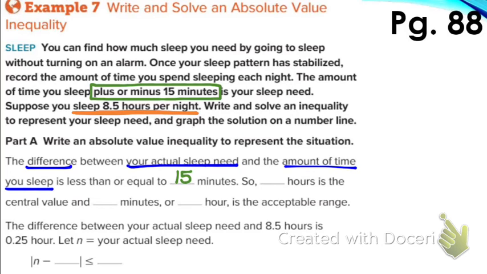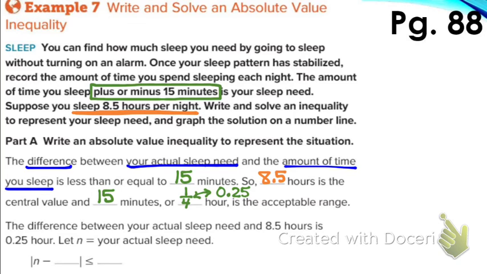The central value, the average, what did we say your average sleep need was each night? 8.5 hours is our central value, and 15 minutes is the acceptable range. 15 minutes is how much of an hour? A quarter of an hour. A quarter of an hour is what in decimal form? 0.25. So 1/4 of an hour or 0.25 of an hour.